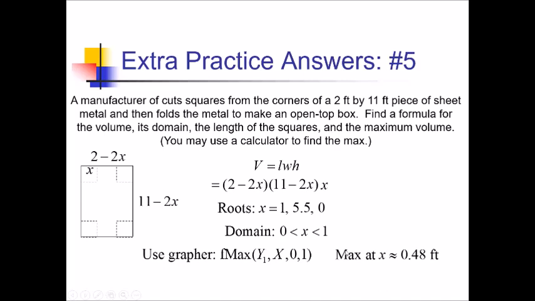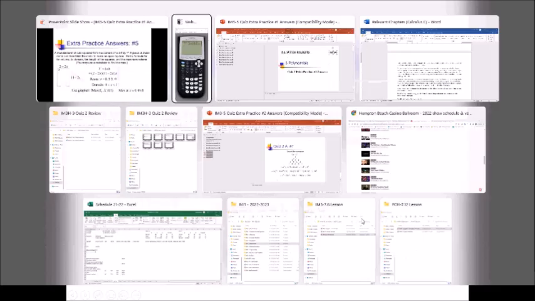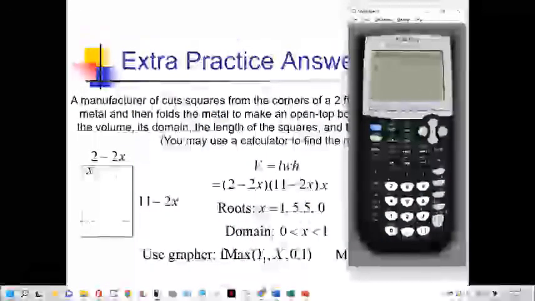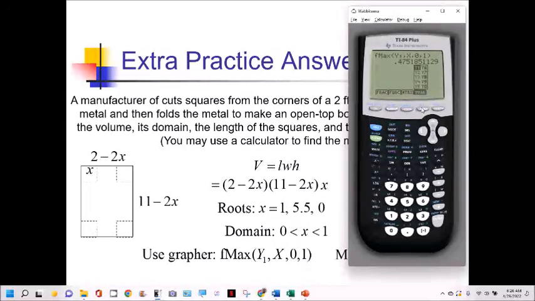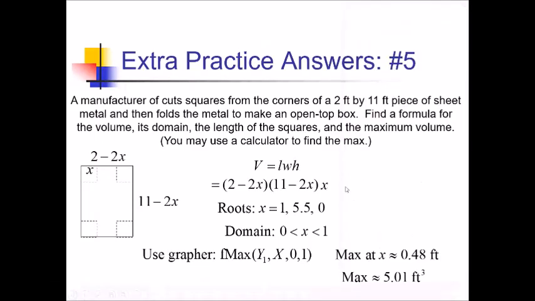To get the volume itself, I have to plug this back into this function here, and that's going to be easiest if I just do it on the calculator. So to quickly do this, let me do alpha trace and get y1 again. Open a parentheses, and now I'll plug in the answer I just got. So let me just do second answer down here. Close the parentheses, and I get 5.01, and that's going to be in cubic feet. So that's the maximum this box can hold if I use that length of squares.